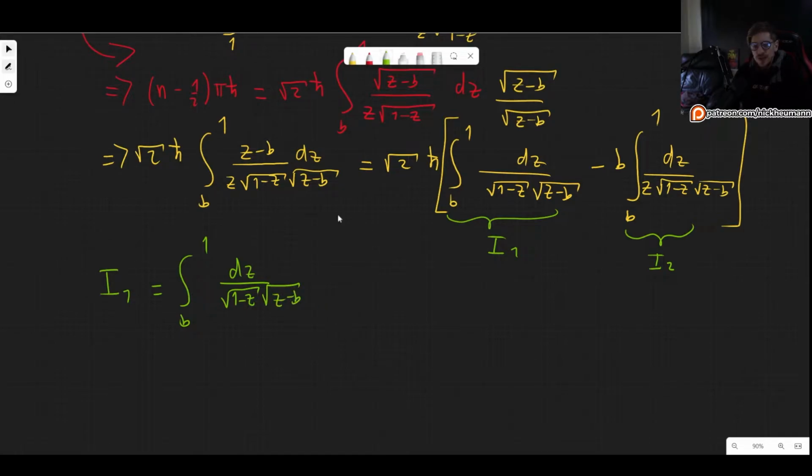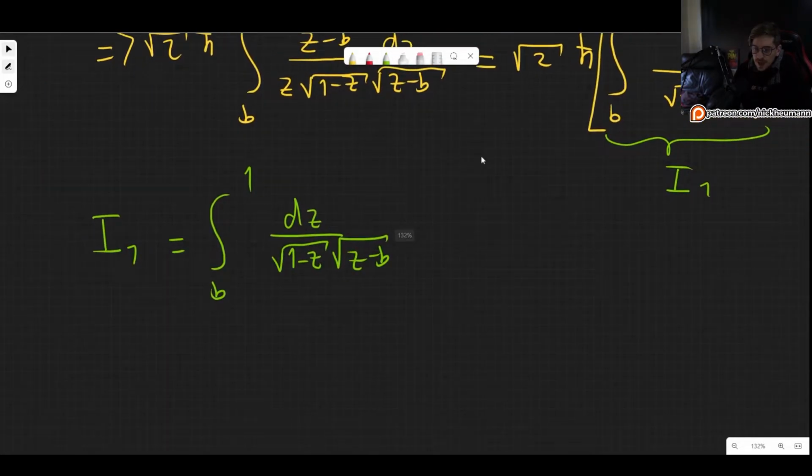Now, how do you solve an integral like this? The way to do it is to choose any of these two. It doesn't really matter. I'm going to choose 1 minus z because it is there first.